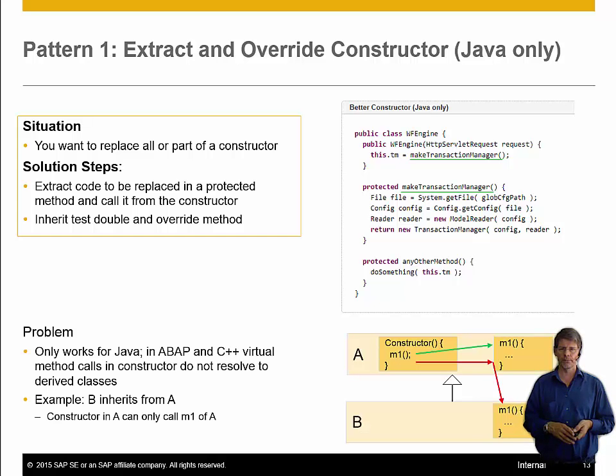How can I do this? This is how I described it. So in Java, if you look at the picture on the right, say M1 is the method that is supposed to be called from the constructor. And in the subclass B, which inherits from A, when you create an instance of B, it wouldn't do what, in this case, the make transaction manager does, which encapsulates all that bad code. Now the trouble is that only works in Java, and in ABAP and C++, it doesn't work. Why? Because it's a matter of philosophy of language design.